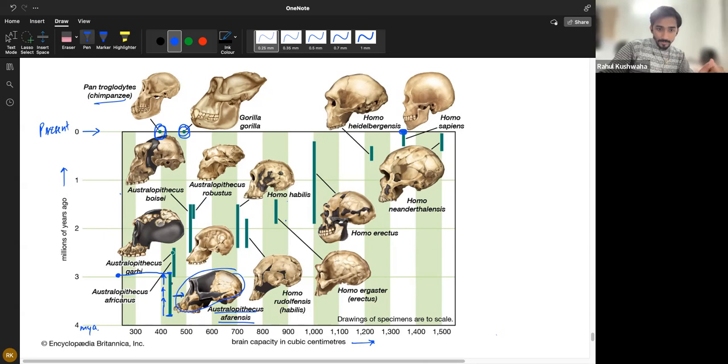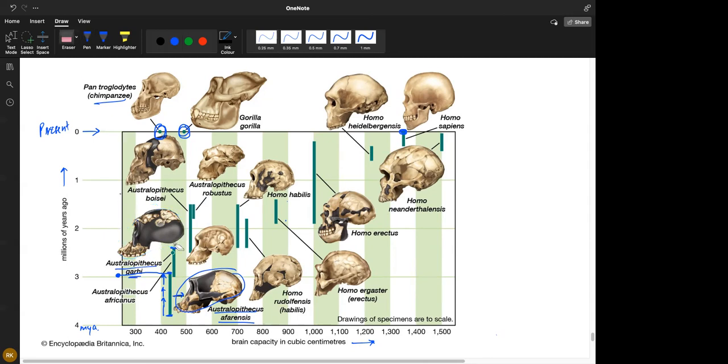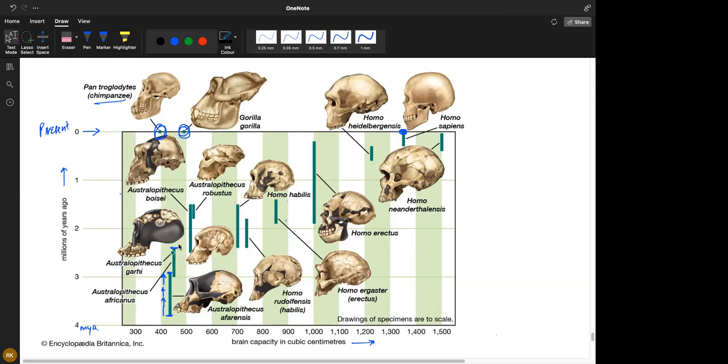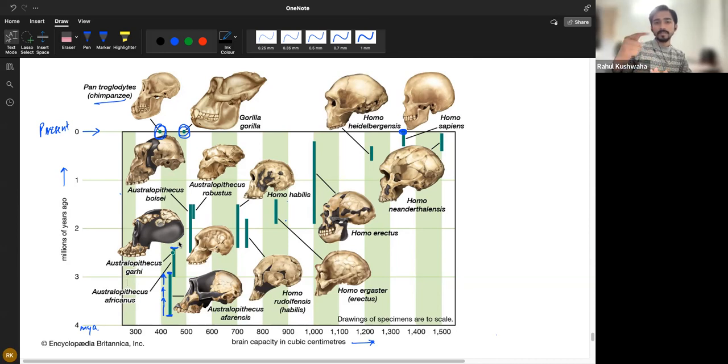So when Australopithecus afarensis almost died out, you find a new Australopithecus coming up, and this is called Australopithecus garhi. Now, this kind of evidence tells you where one species ends and the other comes up, that there is a linear evolution. Correct? Yes, sir. Here we can say that Australopithecus garhi came from Australopithecus afarensis, because they were living before and then they came and started living after.